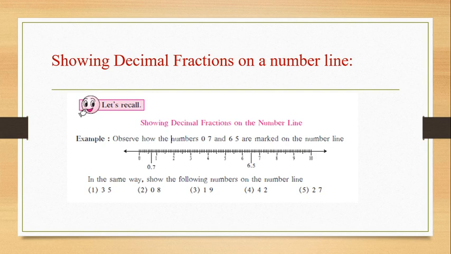In this picture, you can see that there is a line. This line shows you all the positive numbers. The number line starts from 0, 1, 2, 3, 4 up to 10. This line you can also see on your small scale. Now there are two numbers placed here, 6.5 and 0.7, which are noted on the number line. Now we will discuss how to show a particular decimal fraction on a number line.